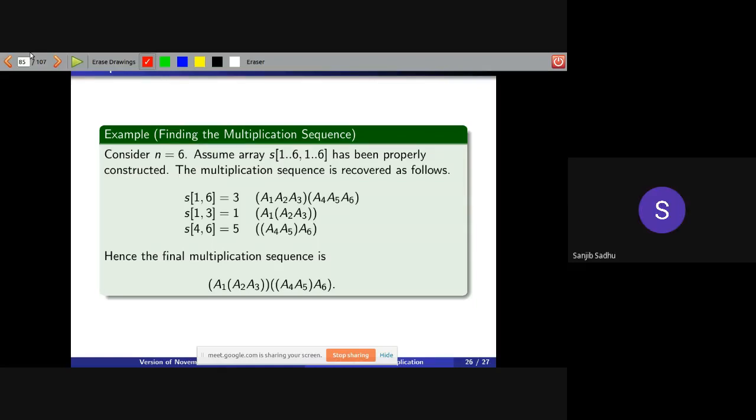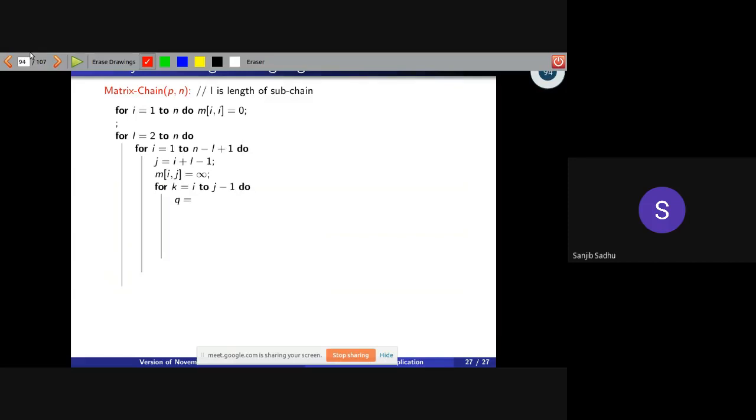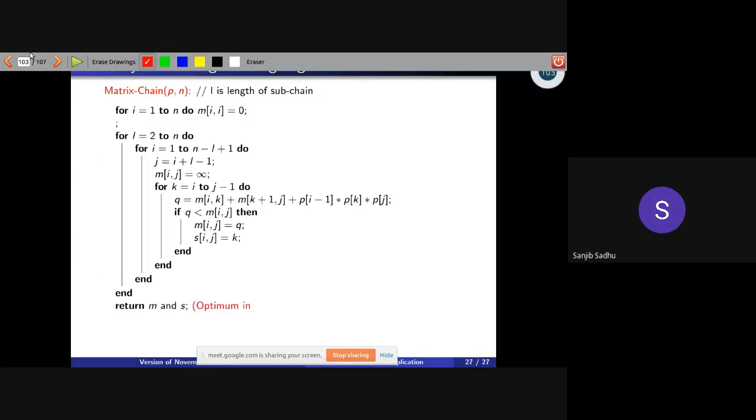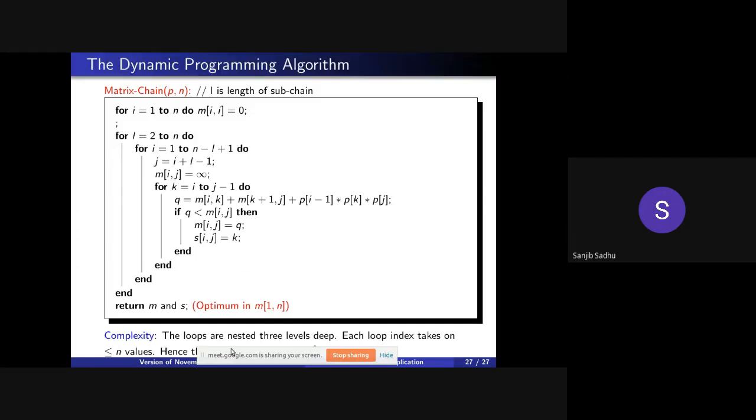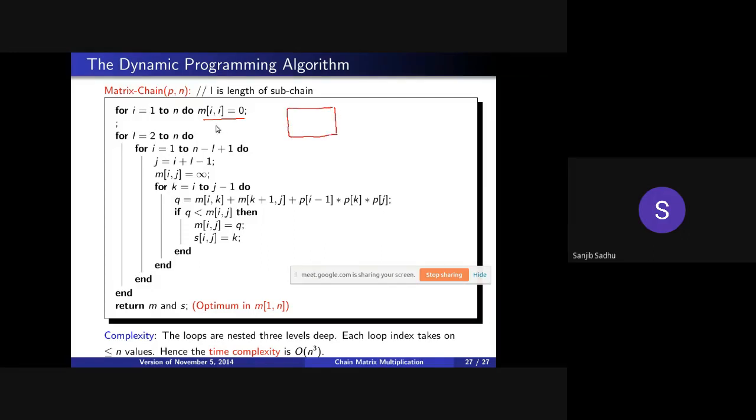Yes, sir. So this is the essence. And what will be the algorithm? This is the algorithm. You see, for i equal to 1 to n, M_ii is 0. I do not know the M table first, but I know that this one will be 0, this one will be 0. Why? Because A1 with A1, self multiplication, is 0.